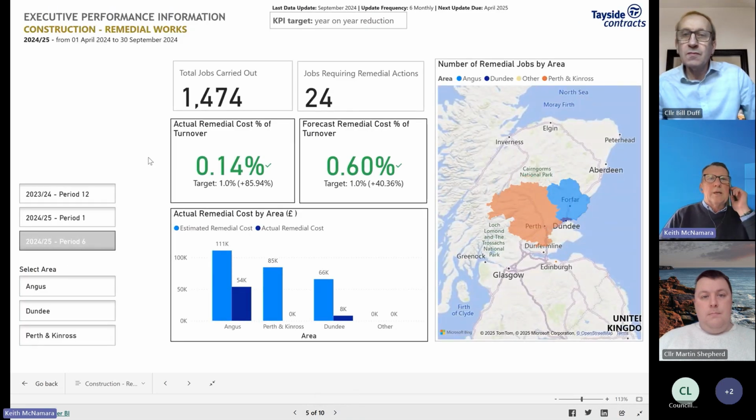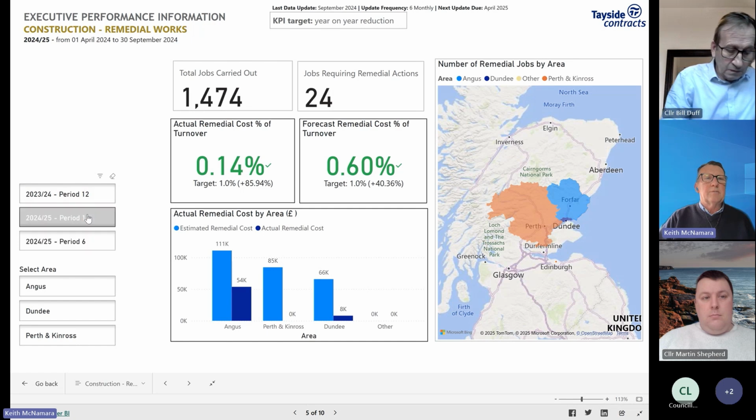Our next one, so the last screen really focused on facilities. This one was one which elected members were keen on in terms of remedial jobs carried out by ourselves. This is where we need to go back and do extra or additional work in terms of construction. Our target is 1%, and we're pretty low in terms of that, but obviously we'll work to totally minimise the number of rework jobs.